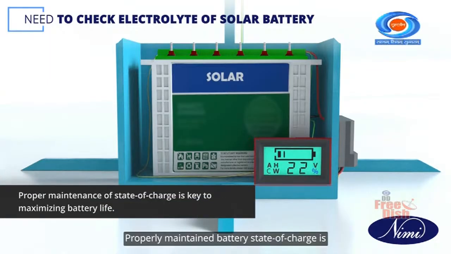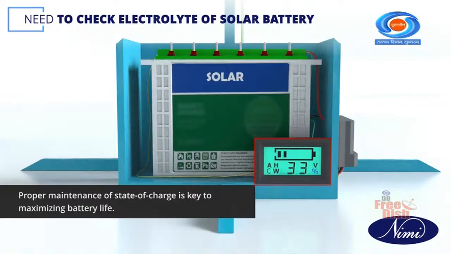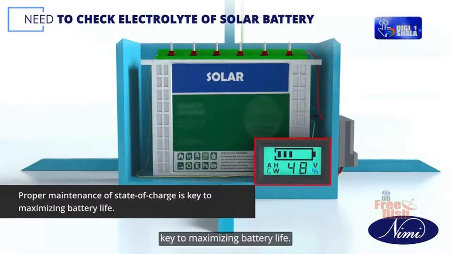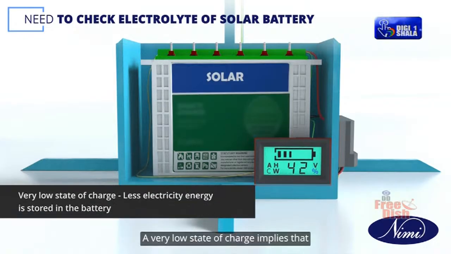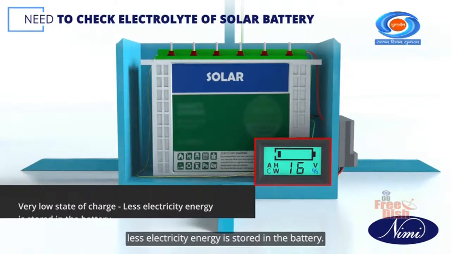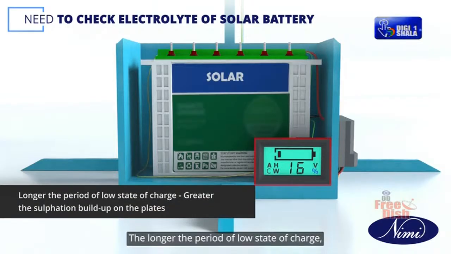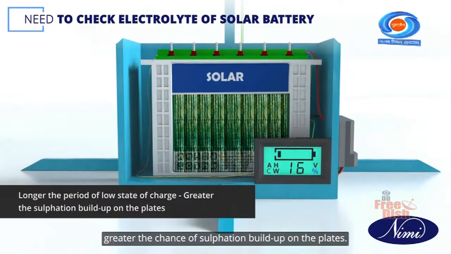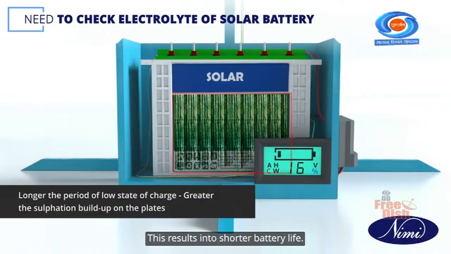Properly maintained battery state of charge is key to maximizing battery life. A very low state of charge implies that less electrical energy is stored in the battery. The longer the period of low state of charge, the greater the chance of sulfation buildup on the plates. This results in shorter battery life.